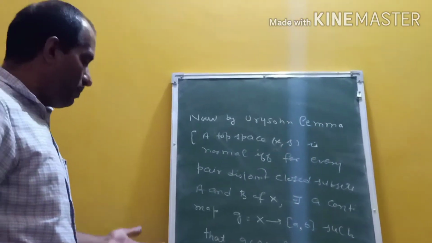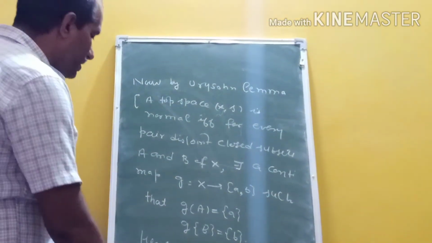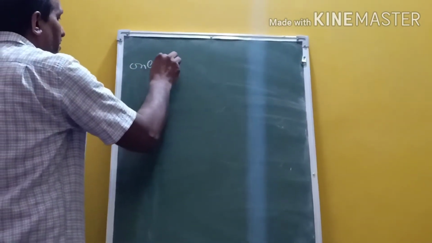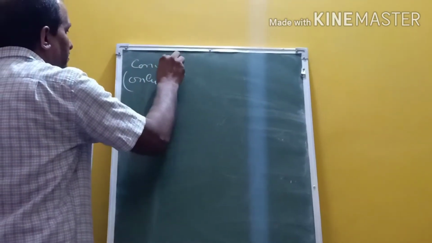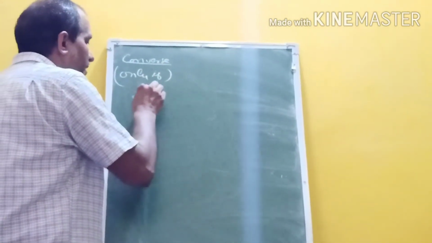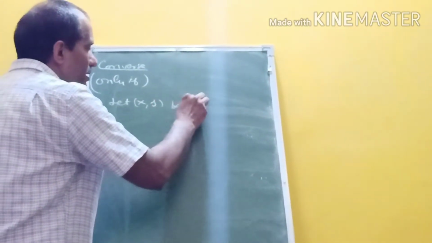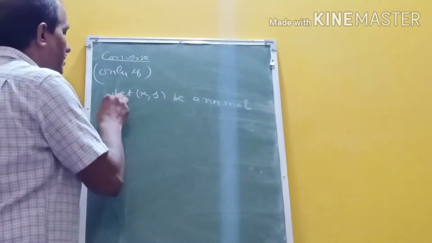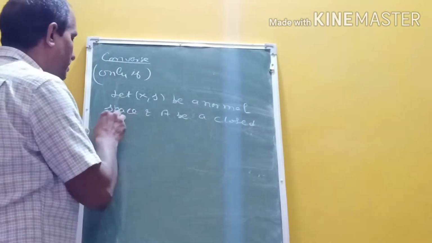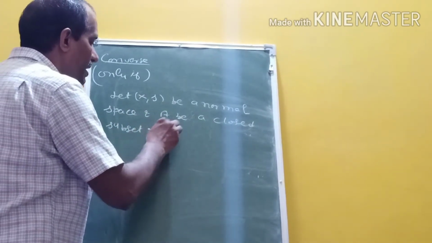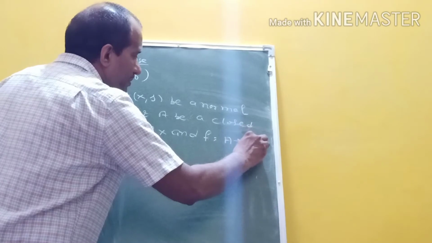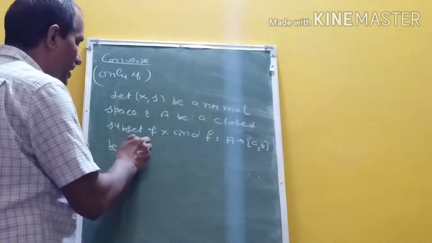Now we have proved the if part. Now we come to its second part, the only if part, the converse part. For proving the converse part, what is given here? First, let X be a normal space, and A be a closed subset of X, and f be a continuous map from the closed set A to [a, b].